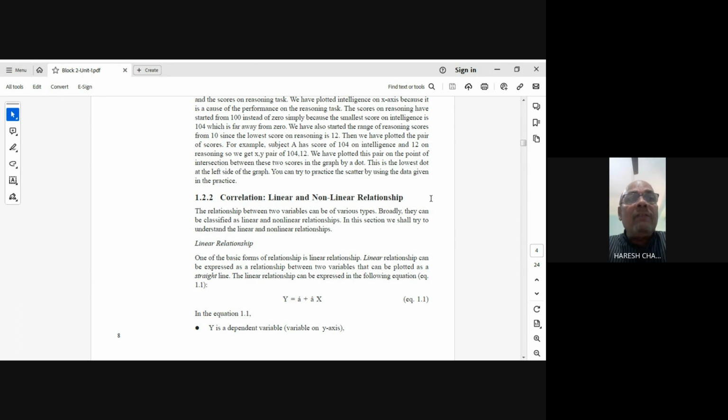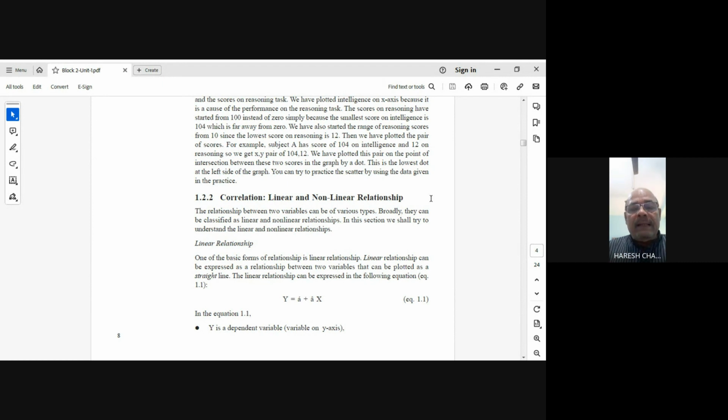If increase in one variable is accompanied by decrease in the other, that is a negative correlation, negative relationship. But if the relationship of such variables is like this, it is called linear correlation, whether it is negative or positive. Increase in one, corresponding increase in the other: positive correlation, linear. Decrease in one, corresponding decrease in the other: negative correlation, linear.